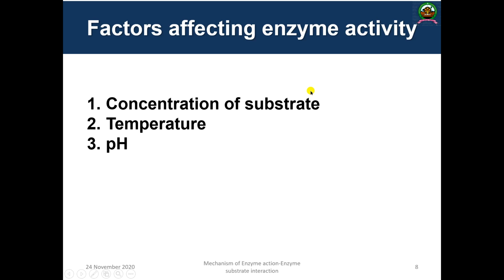Now, what are the factors which influence the enzymatic action? There are three important factors which influence the enzymatic action. Number one, the substrate concentration. Next one, temperature. Next one, pH. These are the main important factors which influence the enzyme substrate interaction.